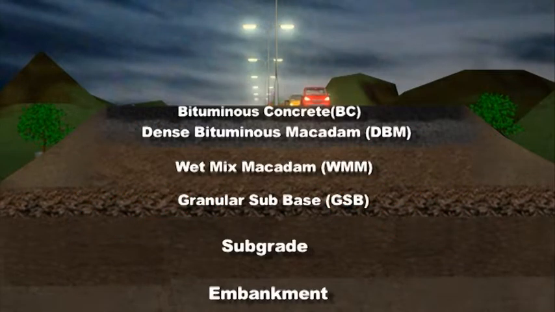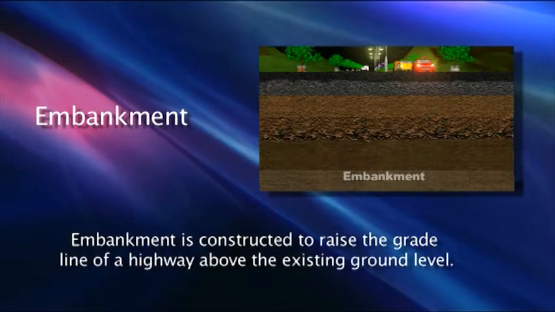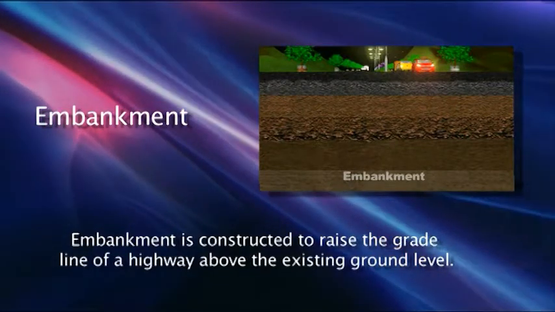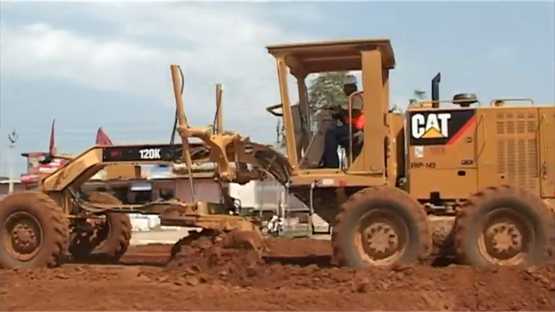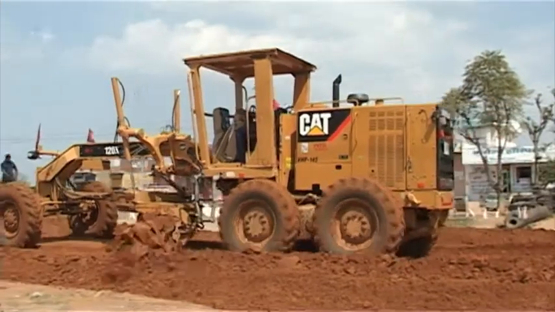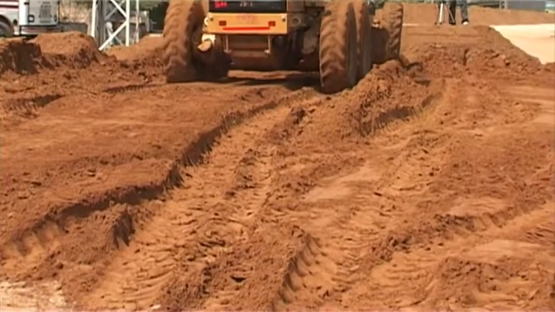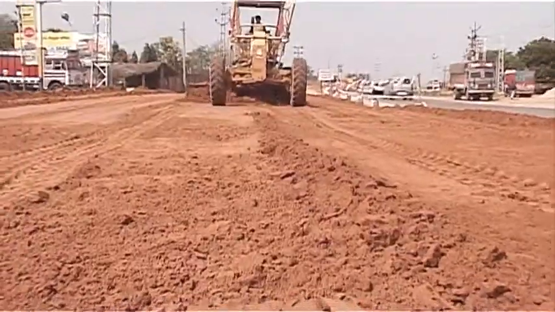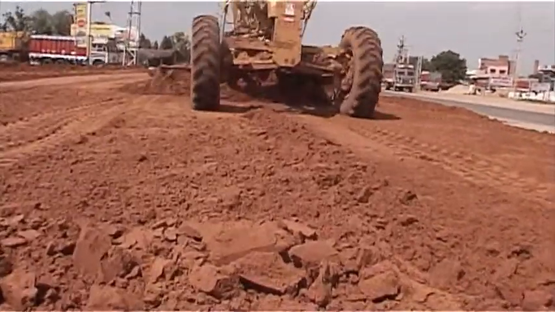Let us understand the brief functions of the pavement layers. Embankment. Embankment is constructed to raise the grade line of a highway above the existing ground level. The profile is raised to keep the subgrade above the groundwater table, to prevent damage to pavement due to surface and capillary water. At the same time, it maintains the design standards of the highway with respect to the vertical alignment.